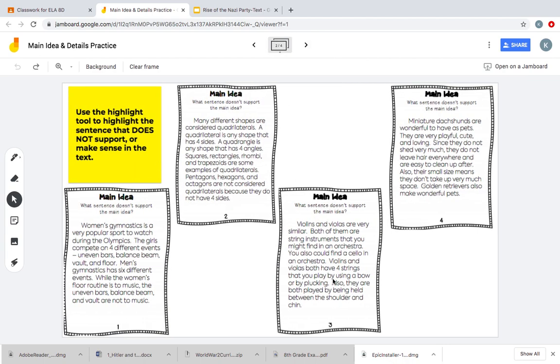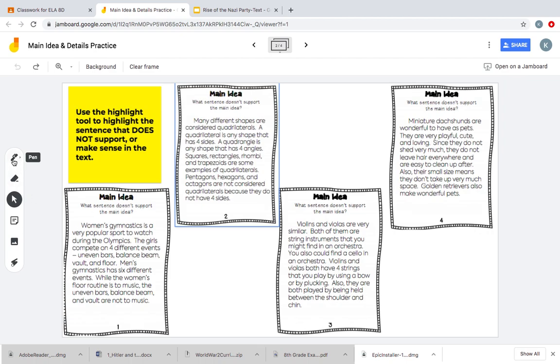And then when we get to here, you're going to read each little short text, and in it has a sentence that does not belong. Okay, meaning each of these is a main idea, and then it's just filled with supporting details. But one sentence does not make sense and is not supportive to that main idea.